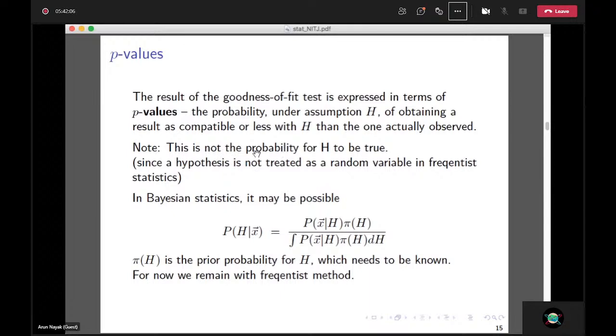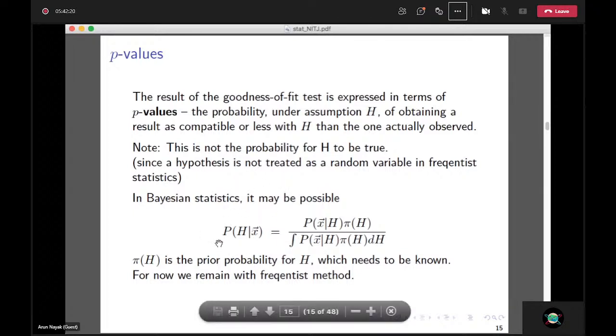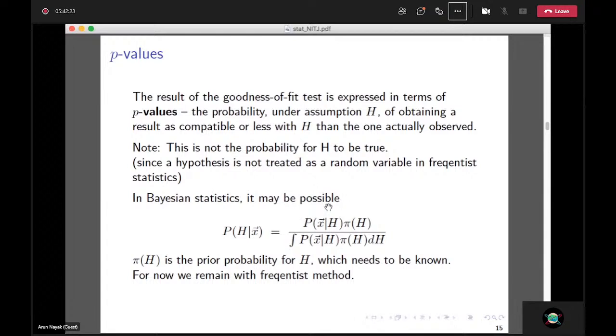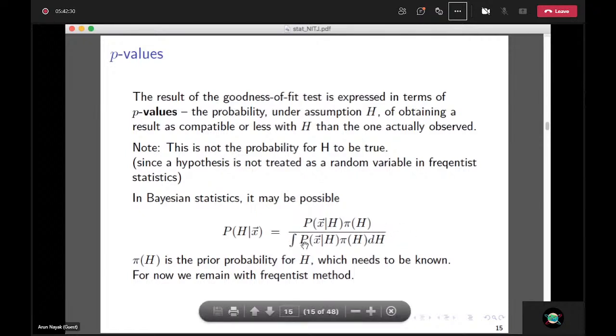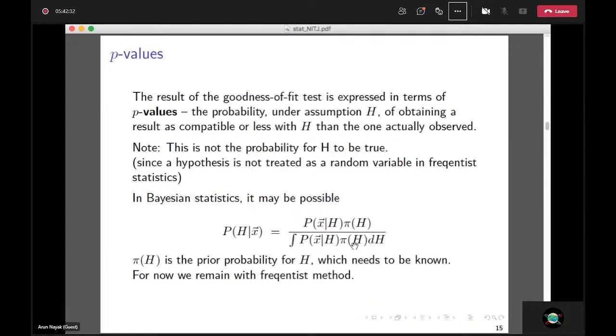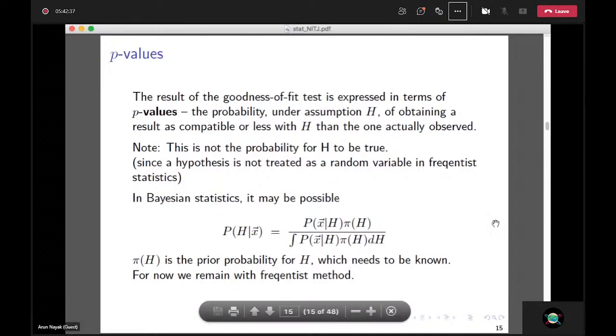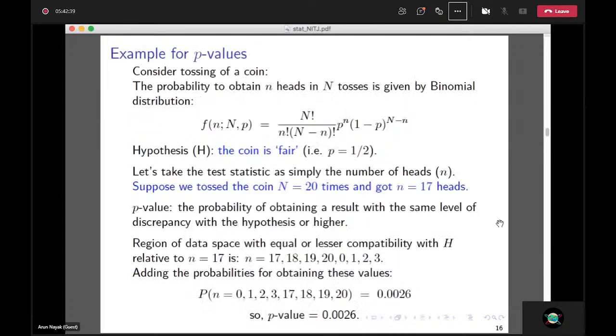Note that this is not the probability for H to be true, since the hypothesis is not treated as a random variable in frequentist statistics. But in Bayesian it might be possible. In Bayesian you write this posterior probability, which is p of x given H times this prior probability for H, over the integration of all such probabilities for all such hypotheses. That might be possible, but we'll just concentrate on the frequentist method.